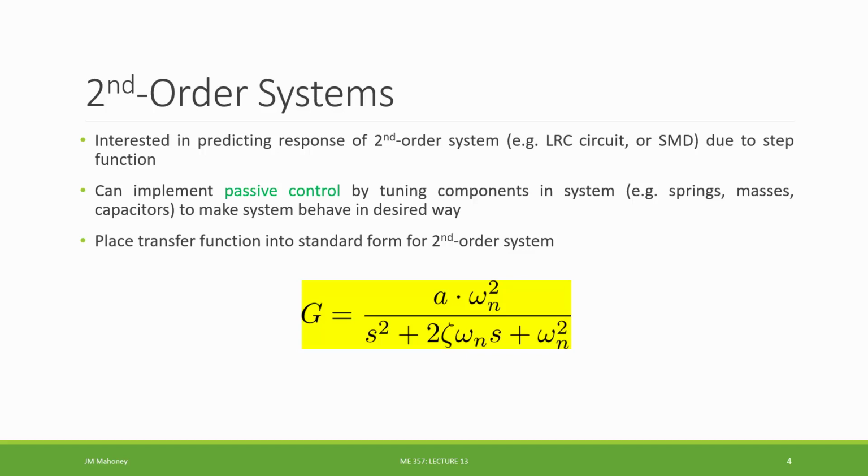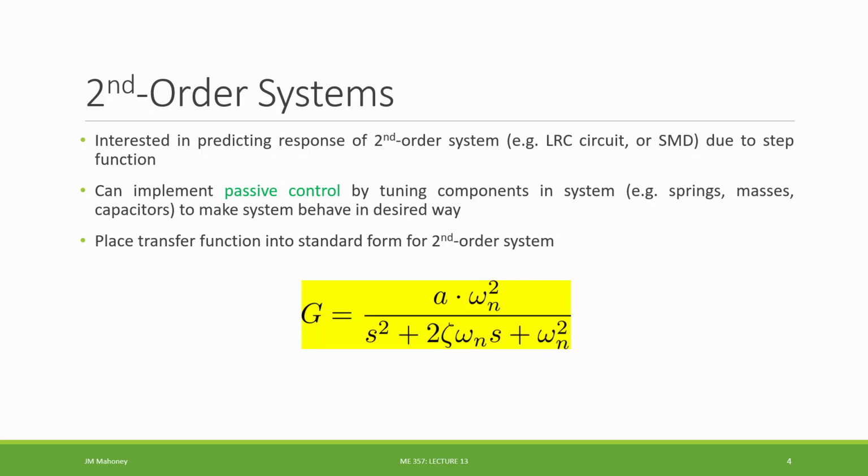So like we saw with the first order systems, in order to make a sketch and do some analysis, we need to get our transfer function into the standard form that we're going to use for our second order systems, as indicated in the highlighted portion for G. The important thing here is that in the denominator, the leading coefficient in front of s squared is 1. If it is not 1, you're going to have to divide everything by that coefficient to rewrite our transfer function so that it is 1.